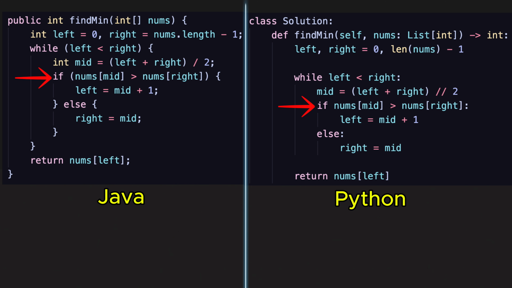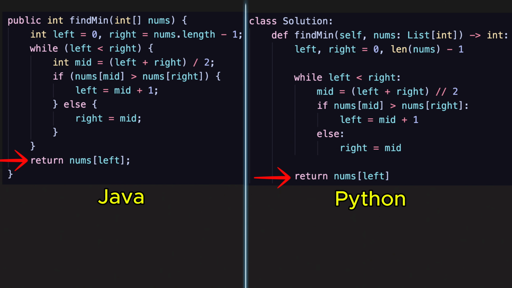Now if the element at the middle index is greater than the element at the right index, then the smallest element should lie in the right half, as the left half is sorted and the right half is not. So we will move the left pointer to mid plus 1. Otherwise, if the middle element is less than the element at right, then the smallest value lies in the left half, including the middle element, as now the right half is sorted. So we will set the right pointer equal to mid.